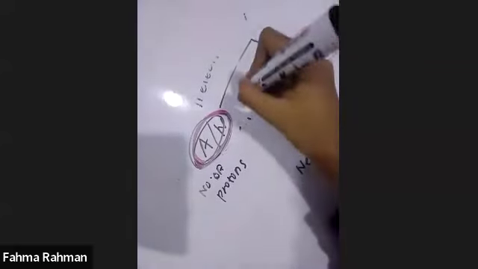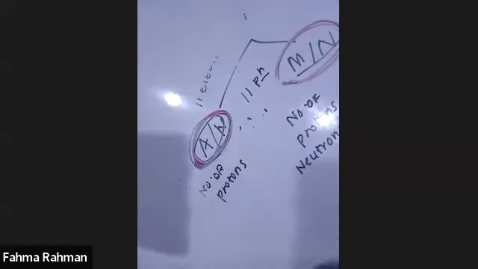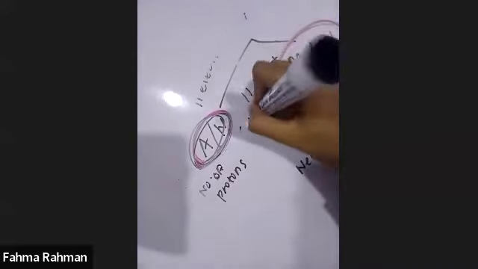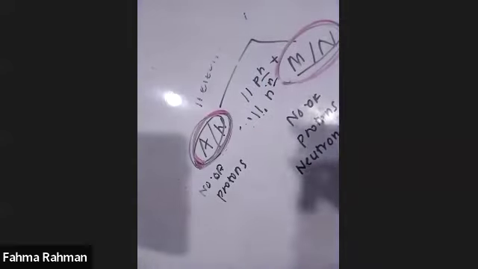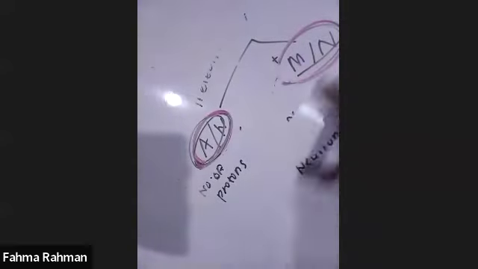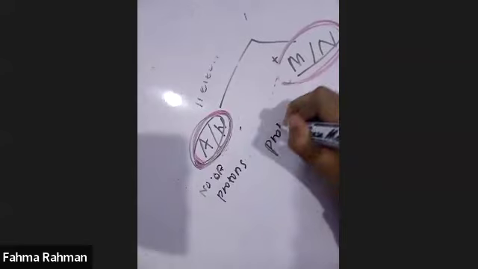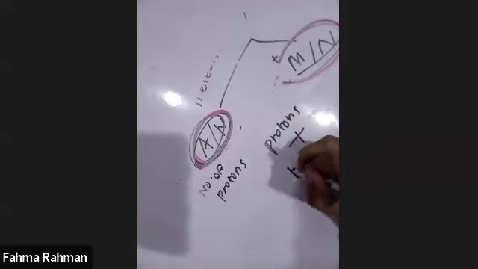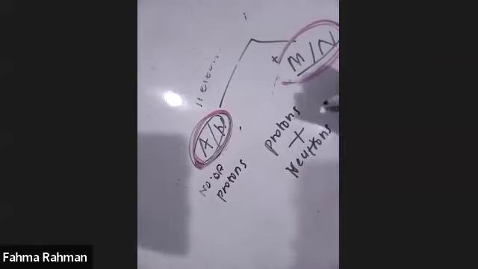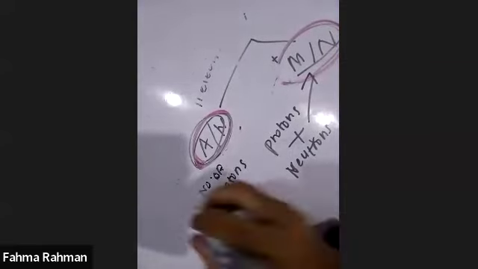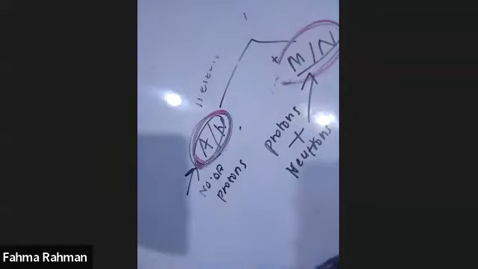Now, let's say there are 11 protons. Is it equal to 11 neutrons? No. 11 protons plus 11 neutrons gives us the mass number. Basically, if you add the protons with neutrons, you get the mass number. An atomic number is the number of protons. I hope you understood till this.